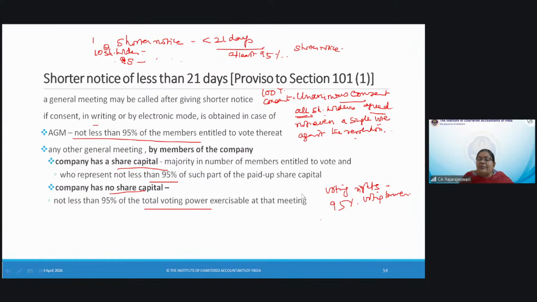See, the onus is on the company to prove that it was not deliberate. It was accidentally omitted, not deliberate, not intentional. So the proof is with the company. They have to prove it was an accidental omission, not deliberate, not purposeful, not intentional. That has to be proved.